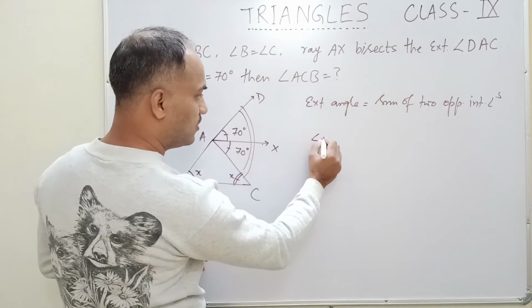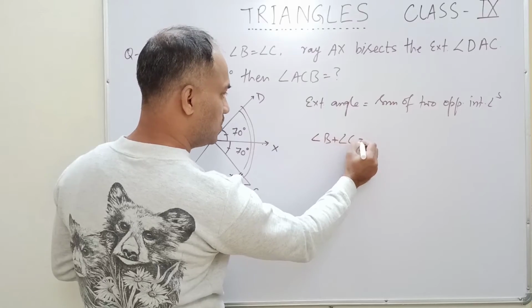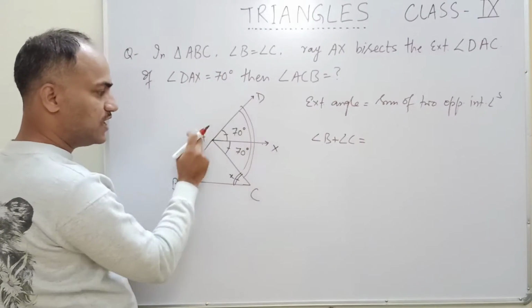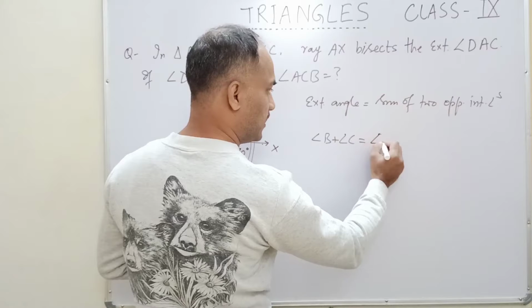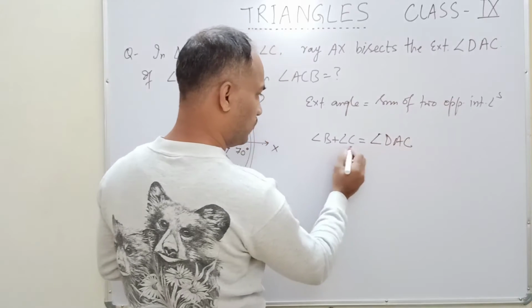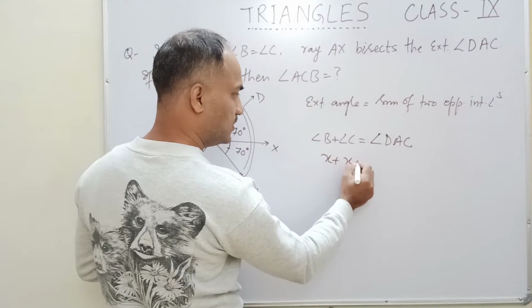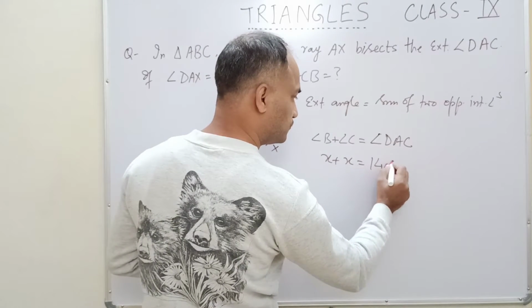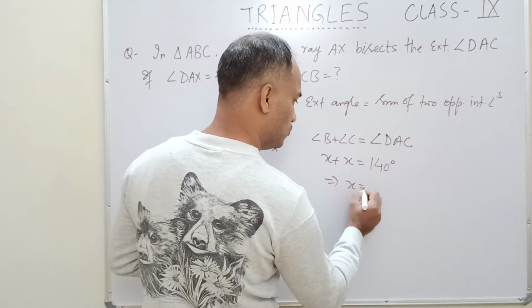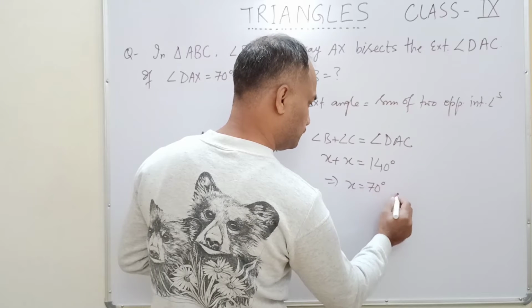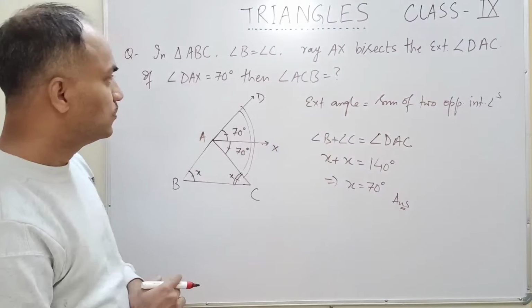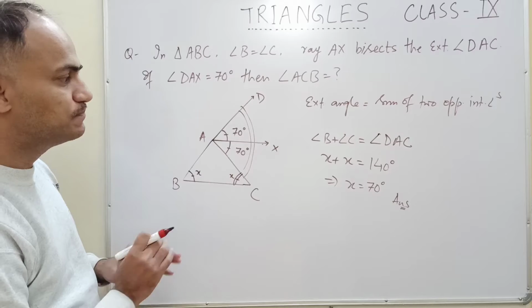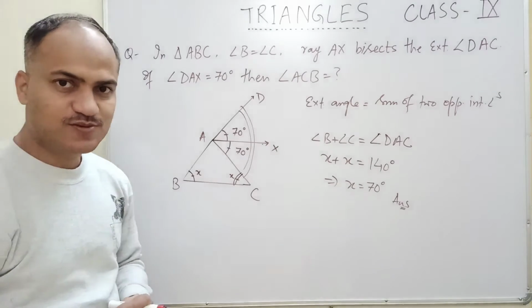So angle B plus angle C will be equal to angle DAC. And what is this? x plus x is equal to 70 plus 70, 140. So x is equal to 70 degrees. So this was the simple and sweet answer for this question.